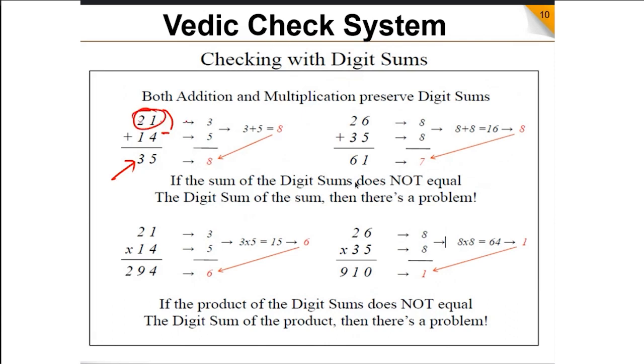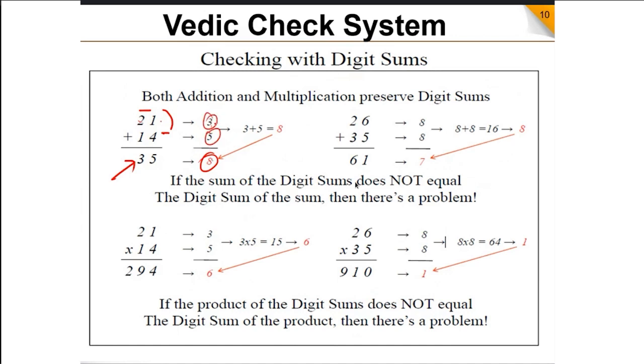Add these two numbers, 2 plus 1, 3, and 1 plus 4, 5. So we are doing addition here, right? Here we are doing the addition. So similarly, we are going to do addition of this number as well. What is 5 plus 3? 8. 8, right? Or you can write it down. So this is the addition of digital roots.